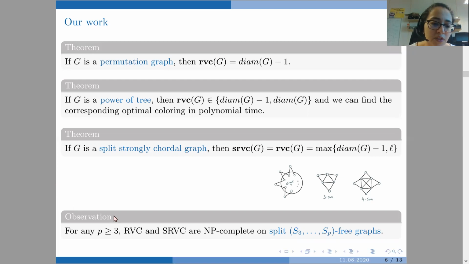So we say this is an observation because we actually use the same reduction as Hegernes and others used to show that the problem is NP complete on split graphs. We just, instead of starting from coloring, start from a more restricted version of coloring that leads to a split graph with no induced suns. But the proof itself is the same. In this presentation, I will focus on the result for permutation graphs, and I want to show you more or less what we did and what are the main ideas behind it.